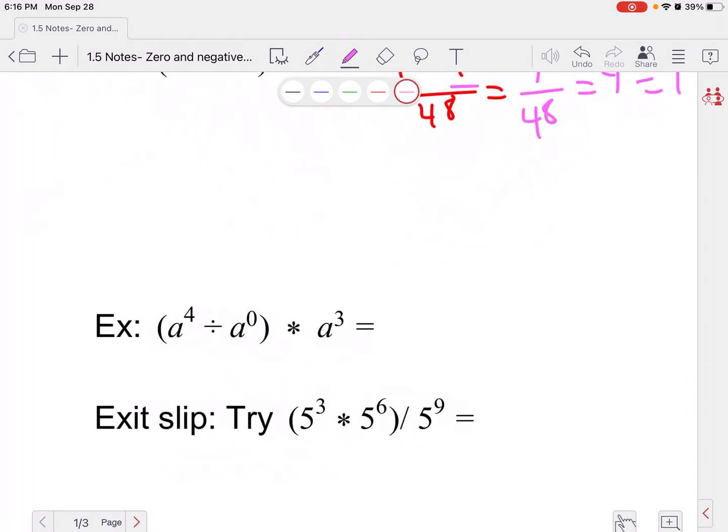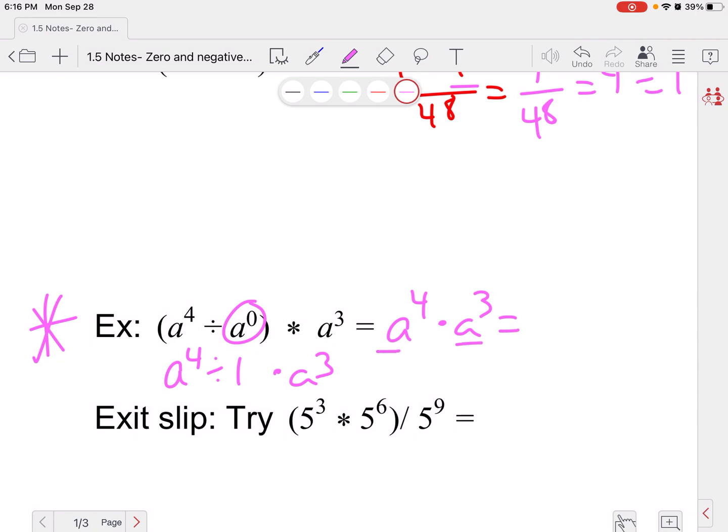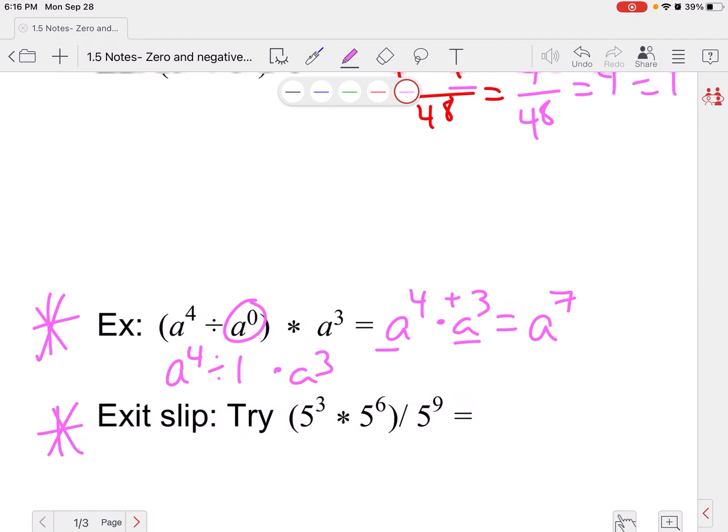Go ahead and try this one here. Okay, so as soon as I see a to the 0, I know that equals 1, so I have a to the 4th divided by 1, times a to the 3rd, and a to the 4th divided by 1 is just a to the 4th. So this is the same as a to the 4th times a to the 3rd. And when I multiply my bases, that means I add my exponents, so I have a to the 7th. Okay? Go ahead and try this one for yourself as well.